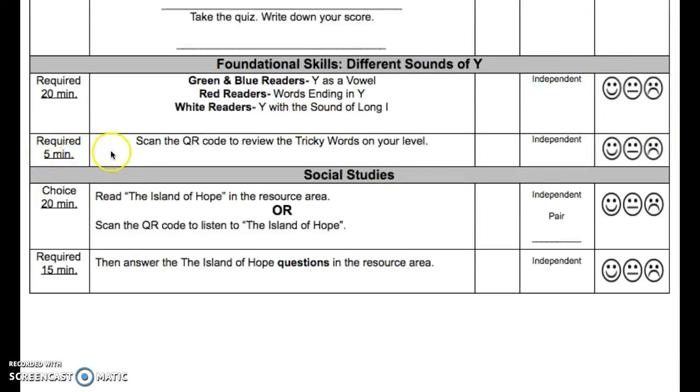Required for 5 minutes, you need to scan the QR code and review the tricky words on your level. Independent. Reflect when you're done.